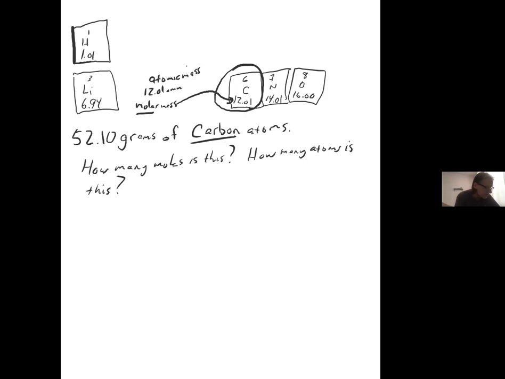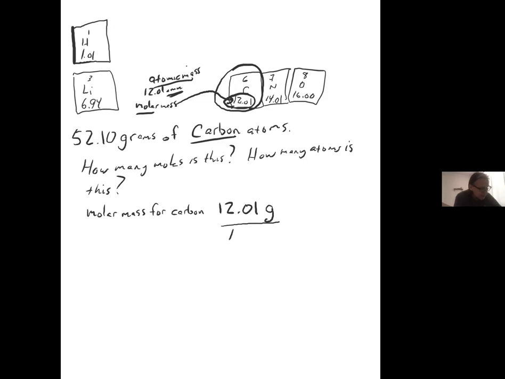So I'm going to write it down here. The molar mass for carbon is that number right there again. So it has two meanings. It's the atomic mass, but it's also the molar mass. And here's the difference. This is the mass of one atom, the atomic mass, and it's in the units of AMU. When we're referring to molar mass, it's in the units of grams per mole. So I'm going to write one mole.